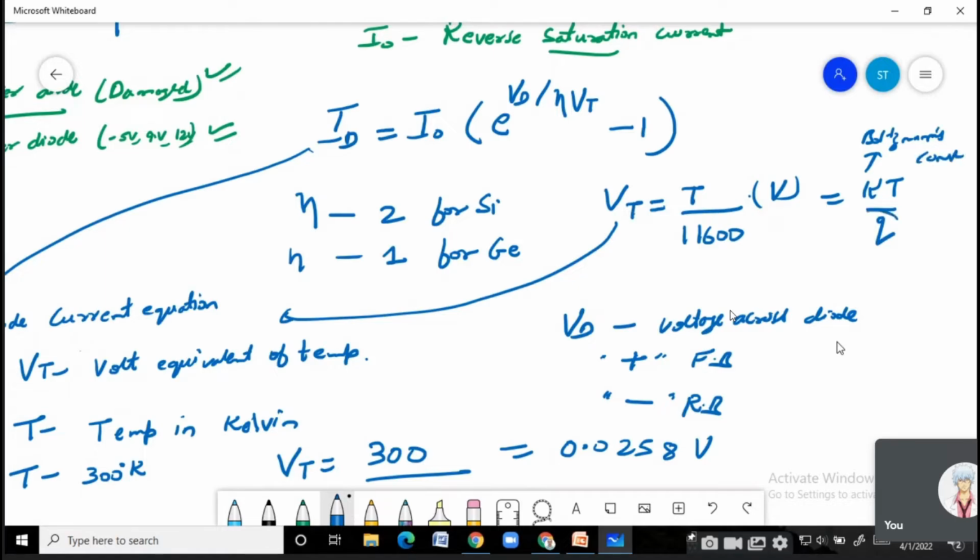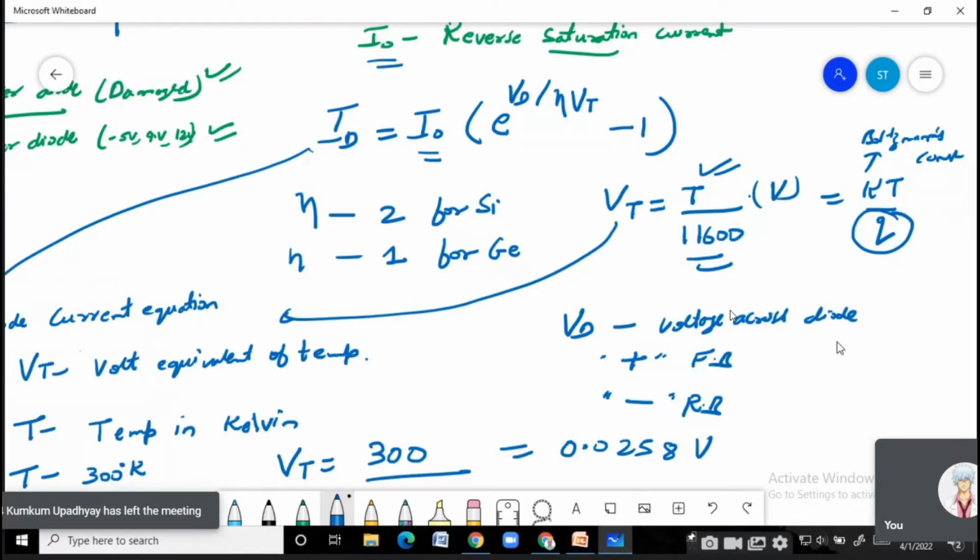Q is the charge of an electron. Capital T is the temperature. So when you substitute for K and Q, you end up with this equation, and we use this equation normally while doing any calculation. And the other term in this equation is the reverse saturation current, as you had already seen here.